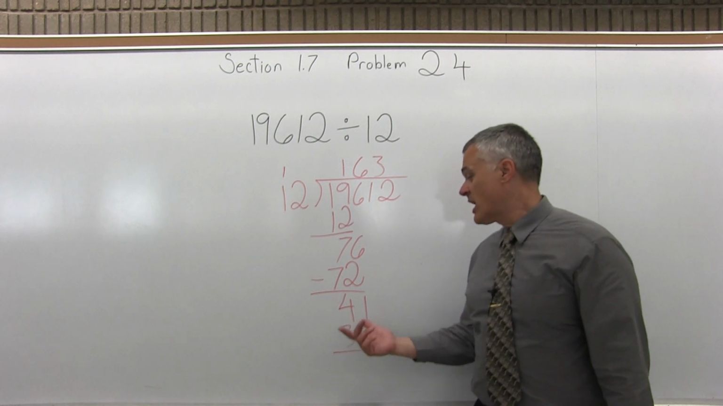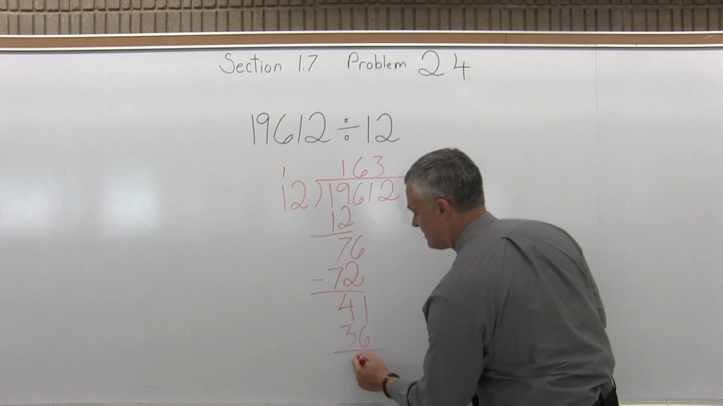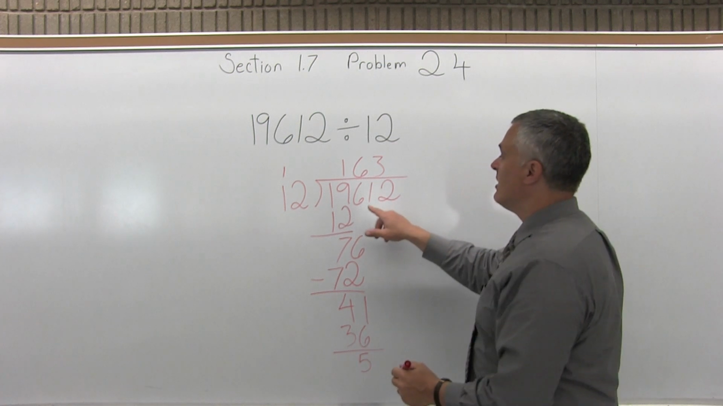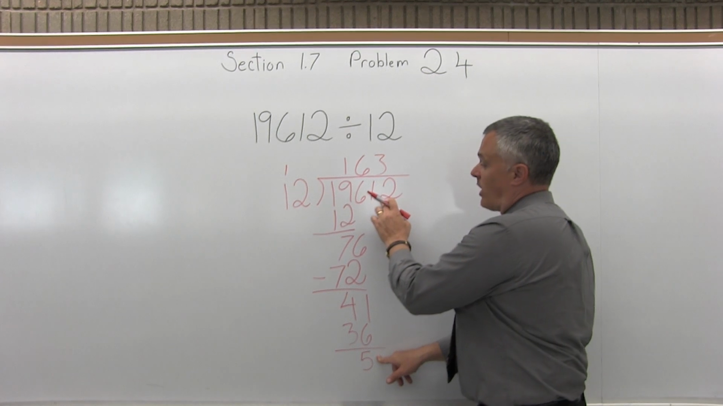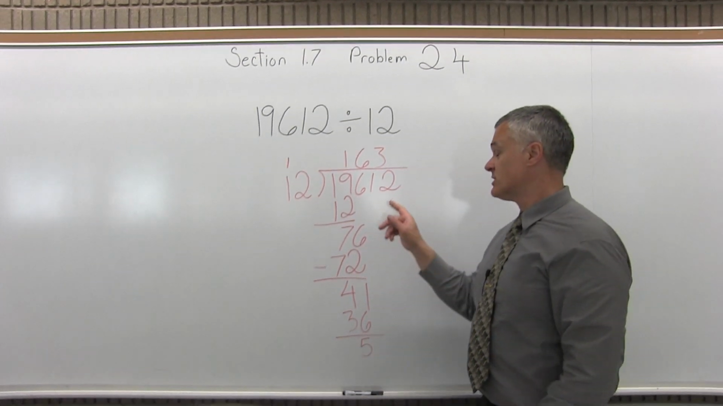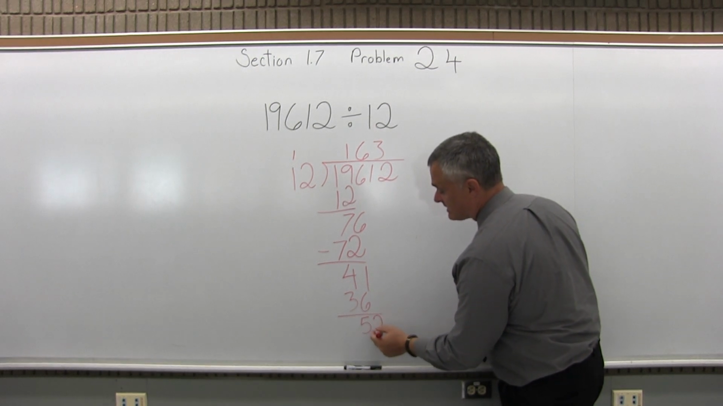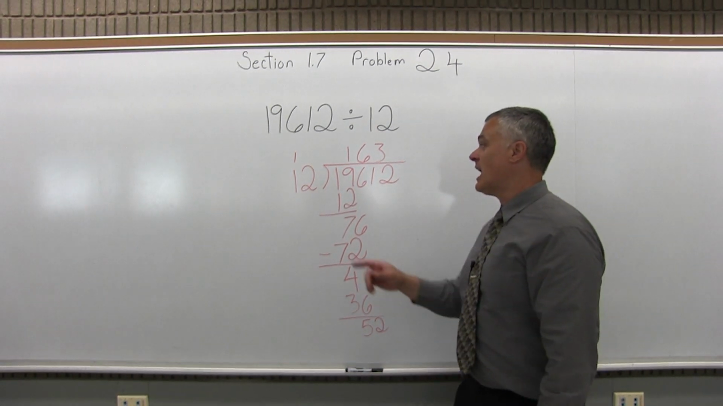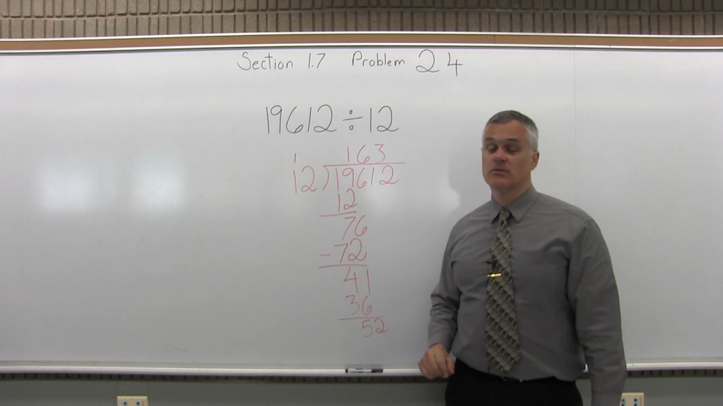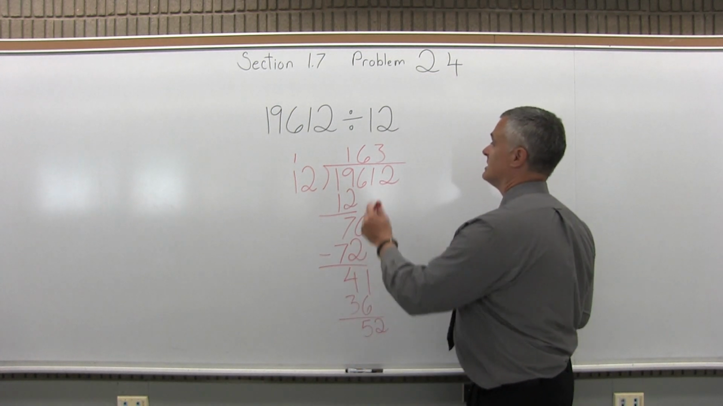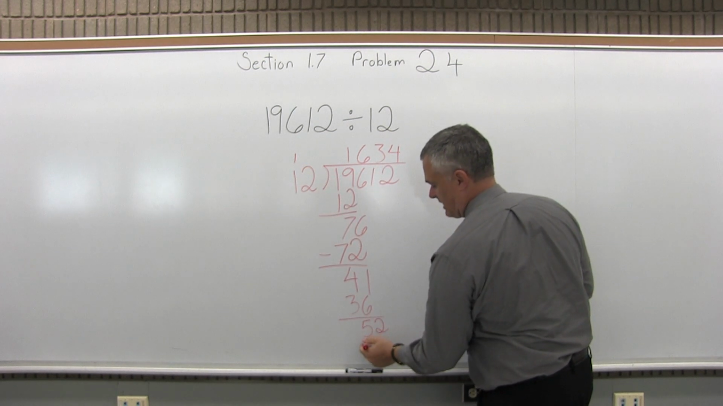And now I can subtract 41 minus 36. I know that's 5. And now, again, 5 is a good answer because it's smaller than 12. Now I can go over one more digit to the right, which is a 2. Bring that down next to the 5 that I got as an answer from the subtraction. And now ask, how many times will 12 fit into 52? Well, it'll go in 4 times. 4 times 12 is 48.